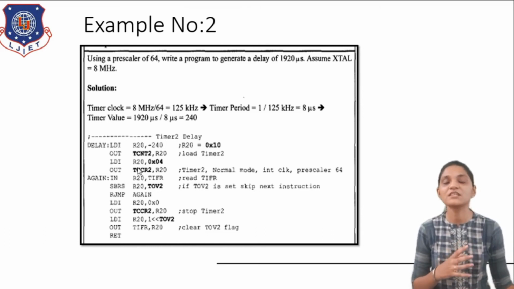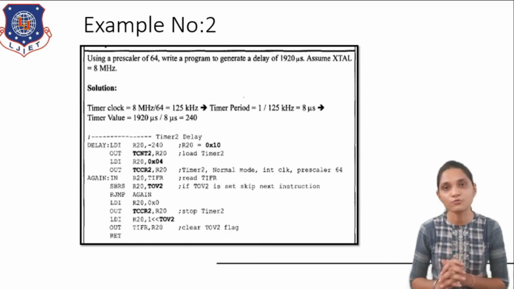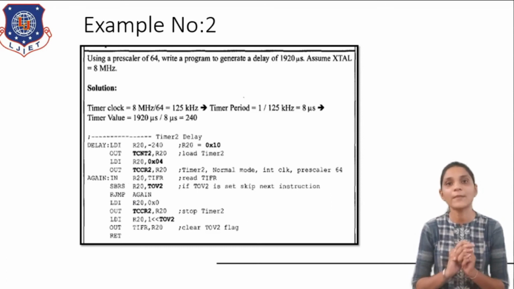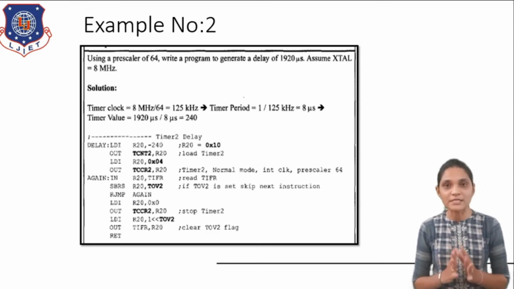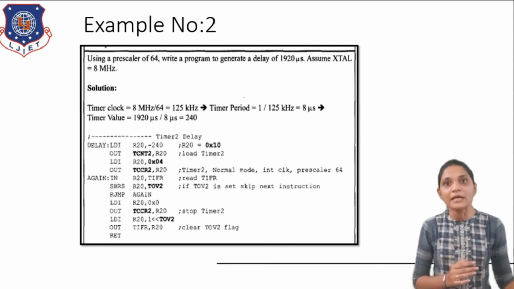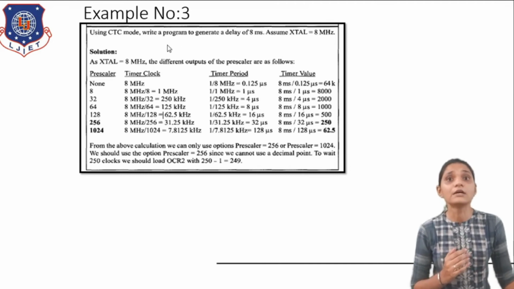So this is basically the delay subroutine for the 64 prescaler, and the required delay is 1920 microseconds. Okay, so this way we can create the delay by using Timer 2. Now let us see another example.